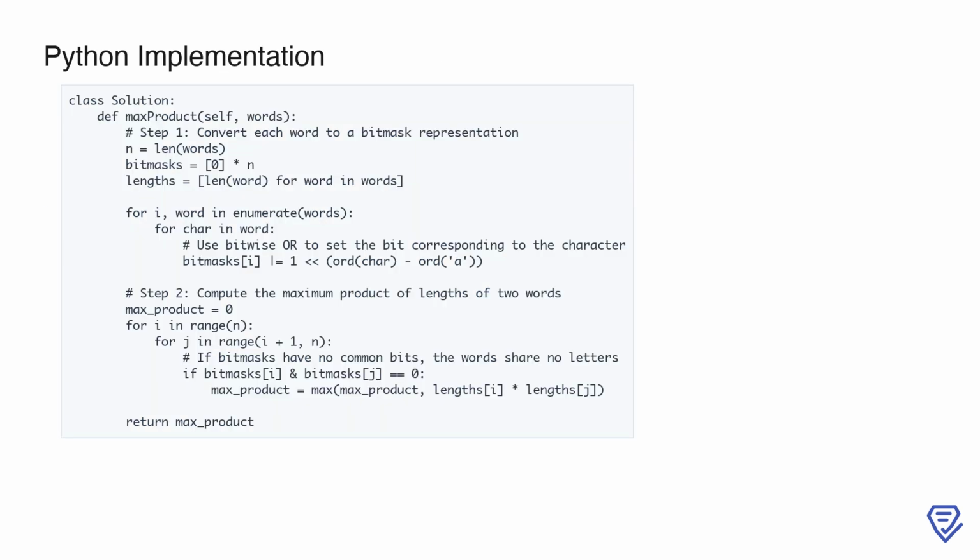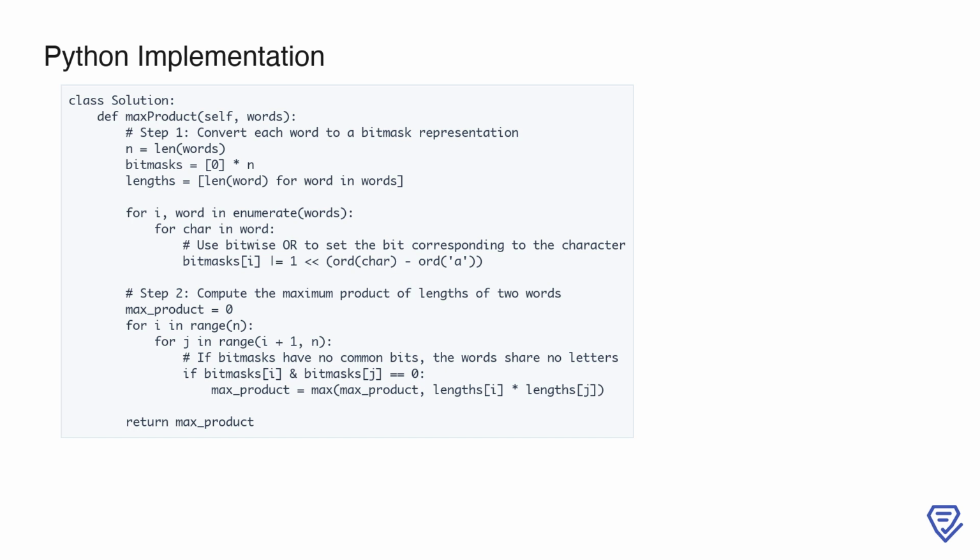This implementation solves LeetCode problem number 318, maximum product of word lengths, using bit manipulation. Here's a detailed explanation of the code. 1. Input parsing and initialization. We start by creating two arrays, bitmasks and lengths. The bitmasks array will store a unique integer representation for each word, and lengths stores the length of each word.